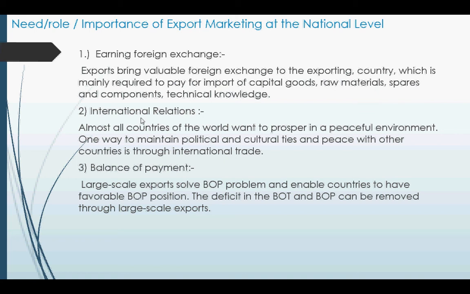Number two, international relations. Almost all countries of the world want to prosper in a peaceful environment. One way to maintain political and cultural ties and peace with other foreign countries is through international trade.